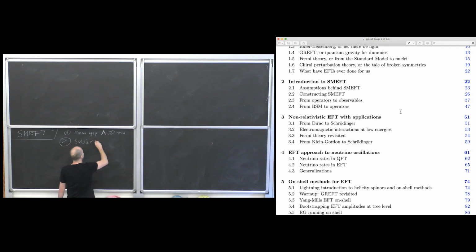And then there is a second assumption that there is an SU(3) color times SU(2)L times U(1) hypercharge gauge symmetry, so that the interactions can be organized into an EFT expansion with every term invariant under the full gauge symmetry. And this assumption is maybe a little bit less trivial. So why do we really insist on the gauge symmetry?